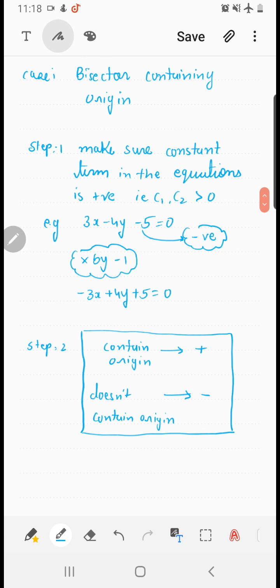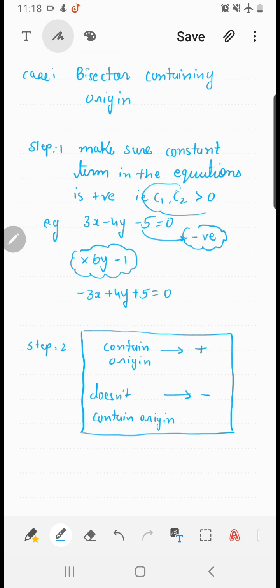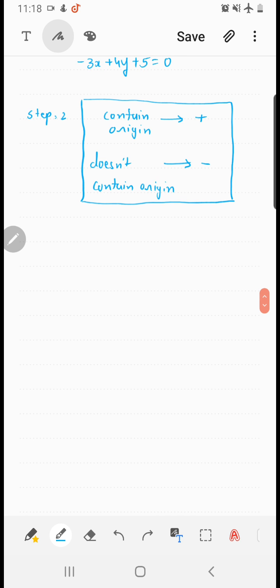So I repeat one more time. The question would be talking about containing or not containing the origin. In that, step number 1, make sure your constant term is positive. Once you make the term positive, you go for step number 2. If you want a bisector which contains the origin, you go for the plus sign. If it does not contain the origin, you go for the minus sign. Now I will give you a better idea of what we are basically finding here.